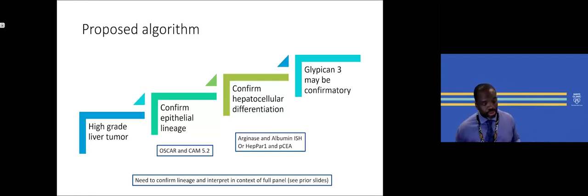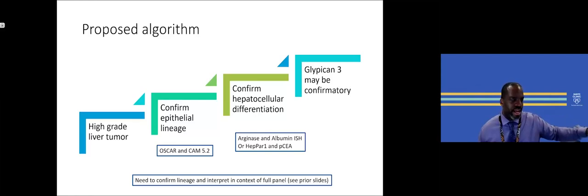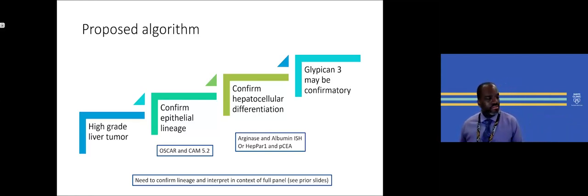So the algorithm that I would propose, if you have a high-grade tumor, so we're not in that category where it's kind of well differentiated and you're trying to separate it from adenoma. We're in the category where we think it's malignant for sure, and we're trying to figure out what to do next. I think it's crucial that you have confirmed an epithelial lineage, that you have confirmed hepatocellular differentiation, and I think glypican-3 and some additional markers will be confirmatory. I think you need to confirm the line of differentiation first and interpret the immunohistochemical and clinical picture in context, as I mentioned in the slides that preceded.